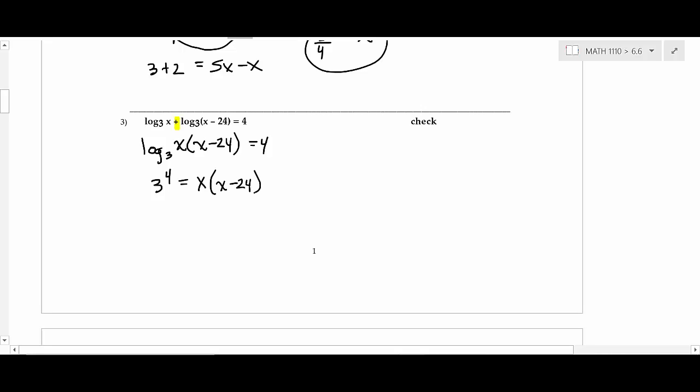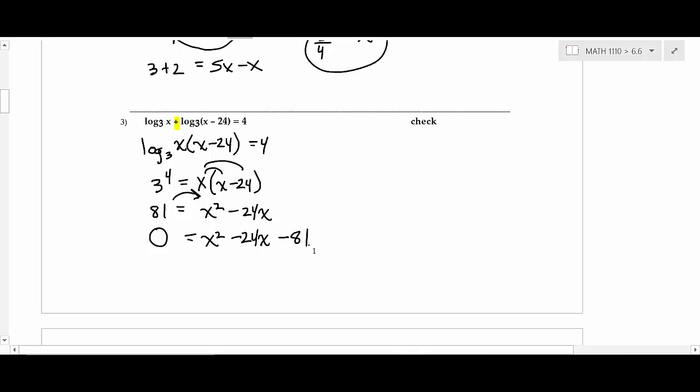Okay, so you got to use a property sometimes to solve these equations. If you work out 3 to the 4th, that's going to be 81. I'm going to multiply this out to get x to the 2nd minus 24x. Now how do you solve that kind of equation? You've seen that lots of times this semester. It's a quadratic equation. One side equals 0, right? And try to factor. Hopefully it'll factor. So we're going to move that over, so that's going to be 0 equals x squared minus 24x minus 81.